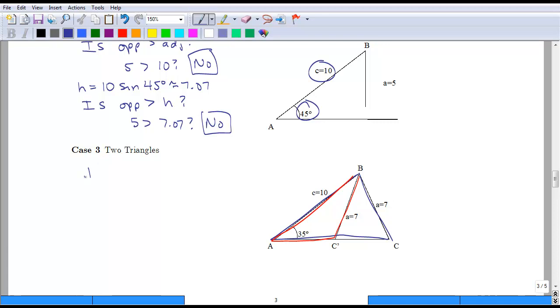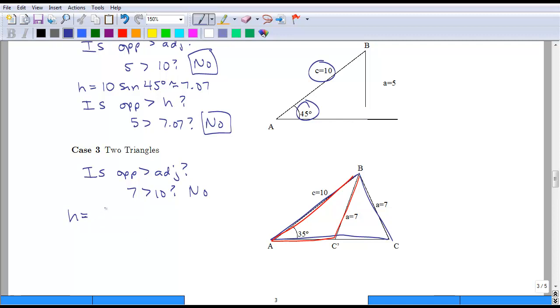But again, in this case, you ask yourself, is the opposite side greater than the adjacent side? In this case, is 7 greater than 10? Well, no, it's not. So then you calculate h. And again, h is the minimum height. That's why this one didn't work. You needed this extra 2 feet or whatever it was to complete that triangle. It's not even going to be able to make a right triangle.